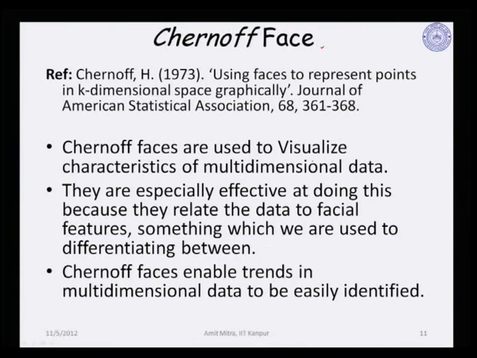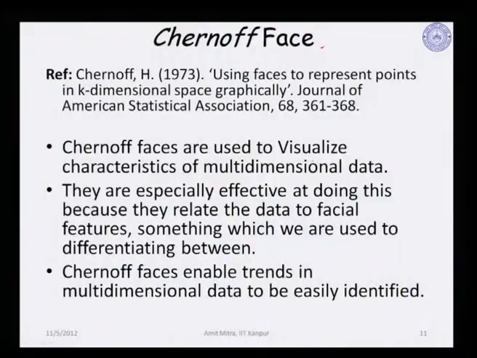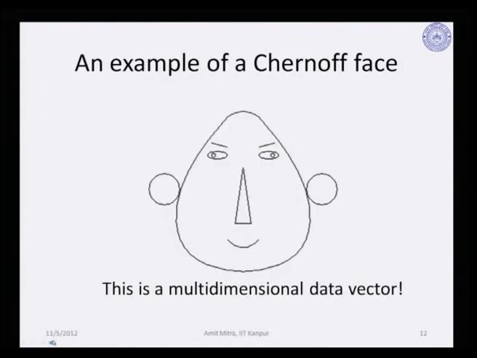So, if we can obtain facial representations of two multivariate data vectors, then we can look at whether we can distinguish the two multivariate vectors through the facial representation of the data. We will look at some illustrations shortly. Chernoff faces also enable trends in multidimensional data to be easily identified because they use facial representation. So, this is how a Chernoff face actually looks.